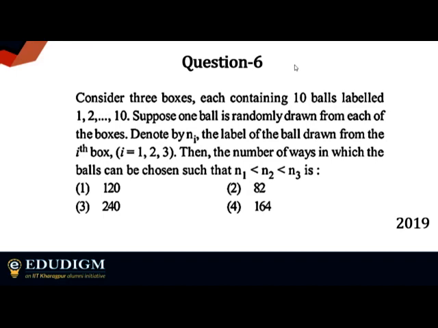Very simple. You have taken three numbers, like from the labels that are there from the ith box, etc. So you have to find out the number of ways it can be chosen such that n1 is less than n2, less than n3.